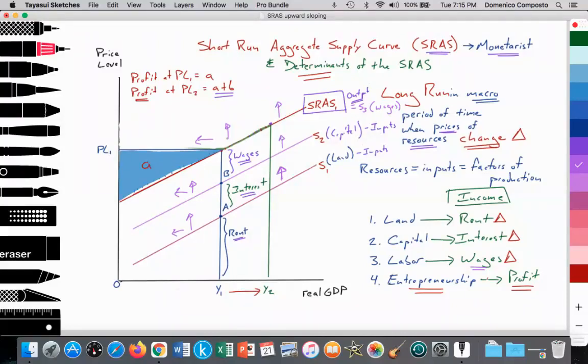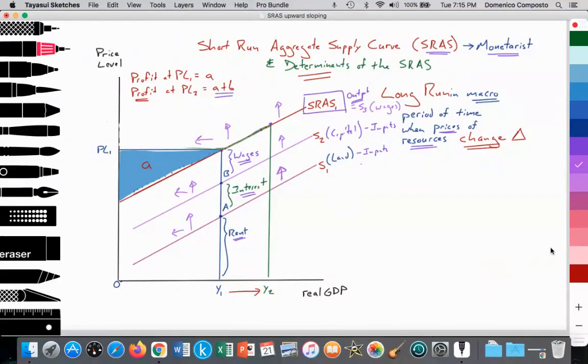But perhaps you're able to better understand this by seeing that the costs of production are rising. As a result, the supply curve is rising, which is the same as saying that it's shifting inward. So if any of the resource prices change, rent, interest, wages, then the SRAS curve is going to shift. Okay? So let's make some notes regarding what causes the SRAS curve to shift.